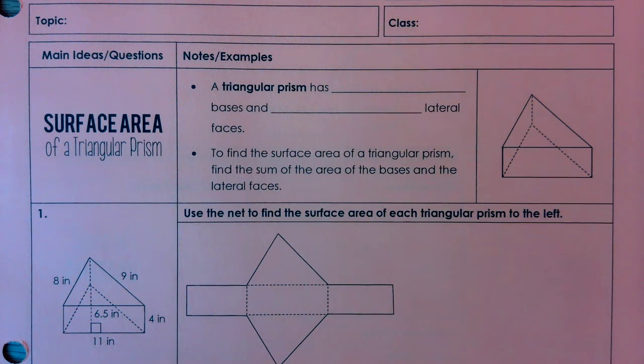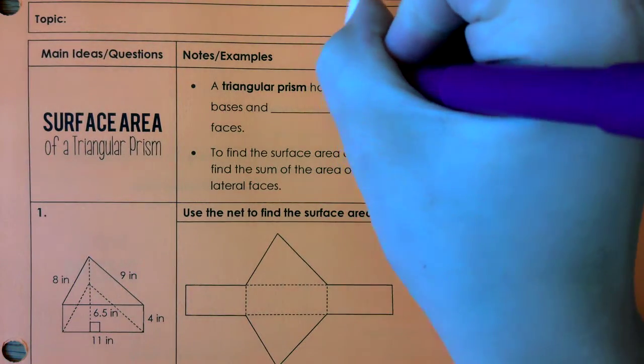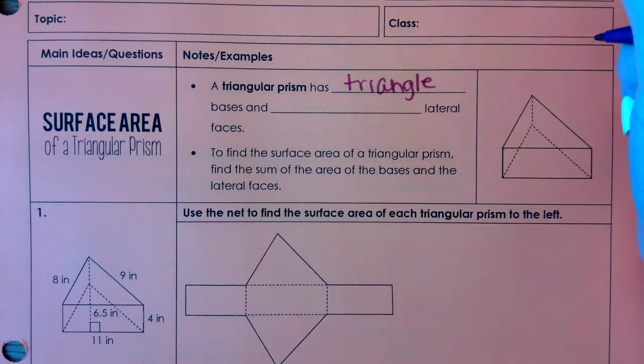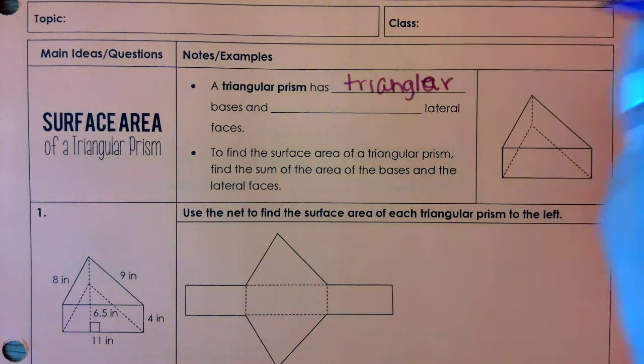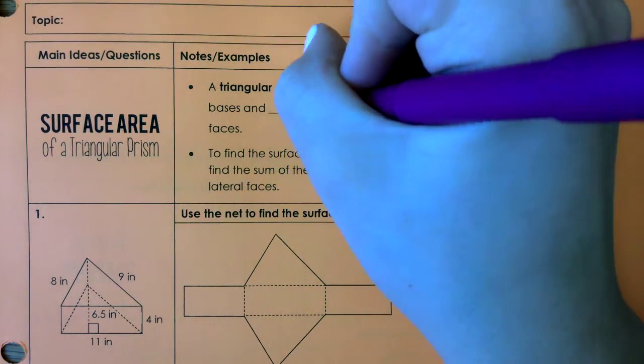Okay, today we are going to learn about surface areas of triangular prisms, and then we will do surface area of different prisms as well. So, surface area of triangular prisms. A triangular prism has a triangle as the base. We can put triangular base and rectangular sides.